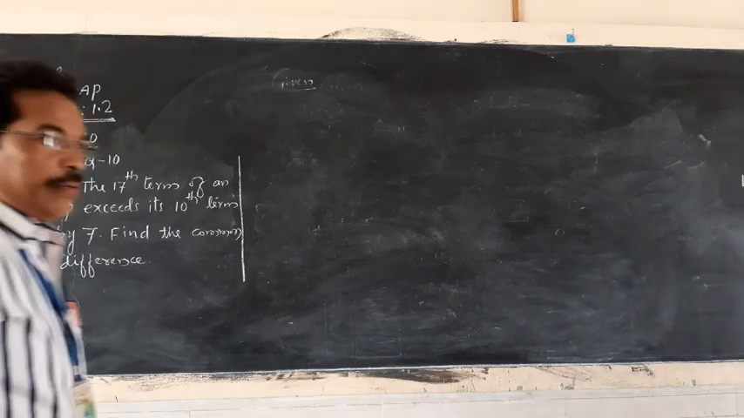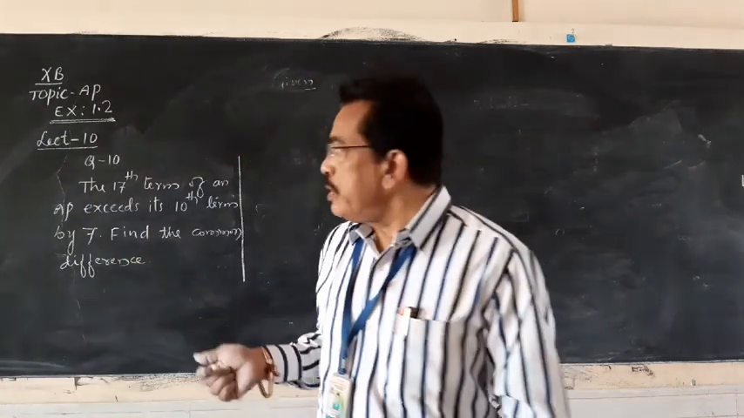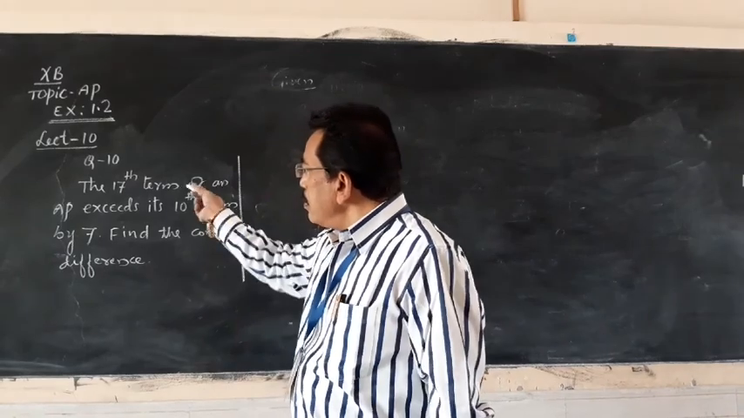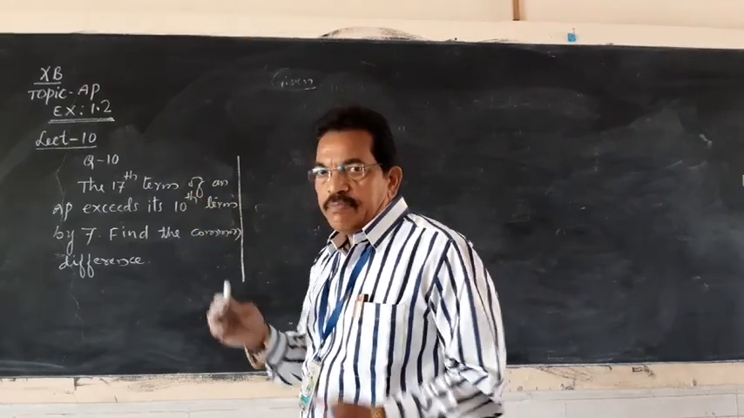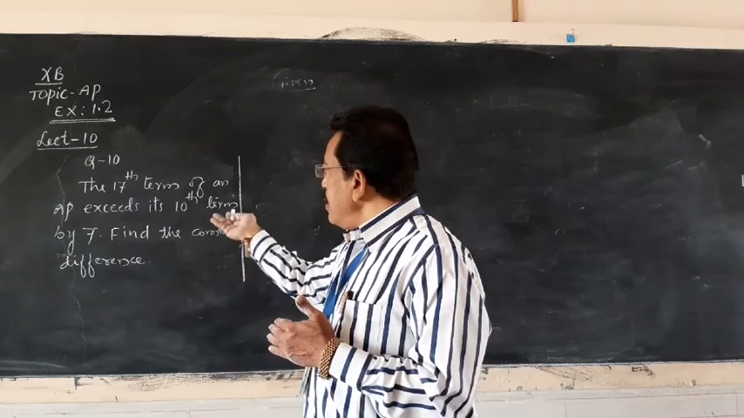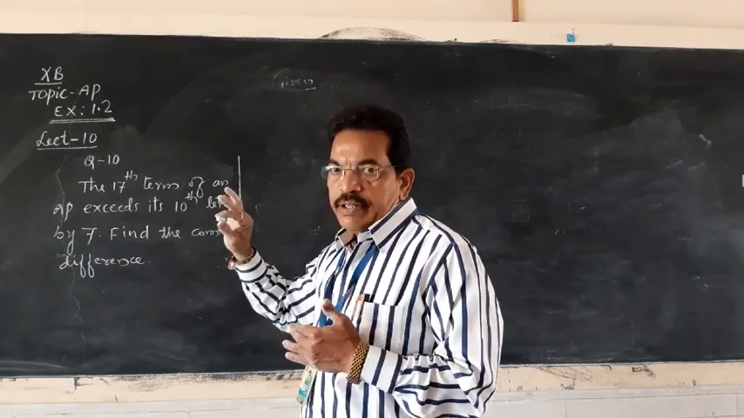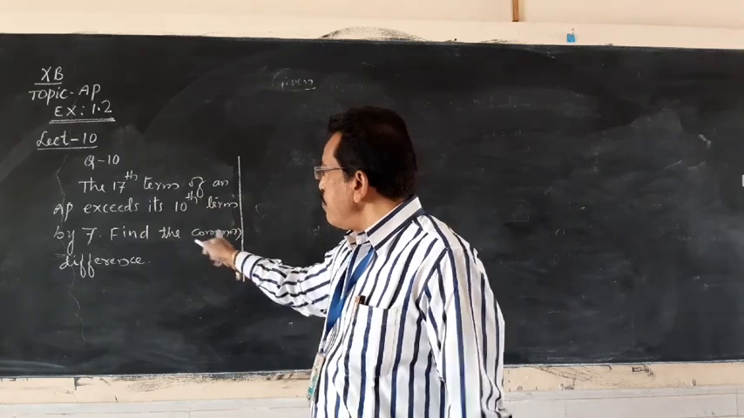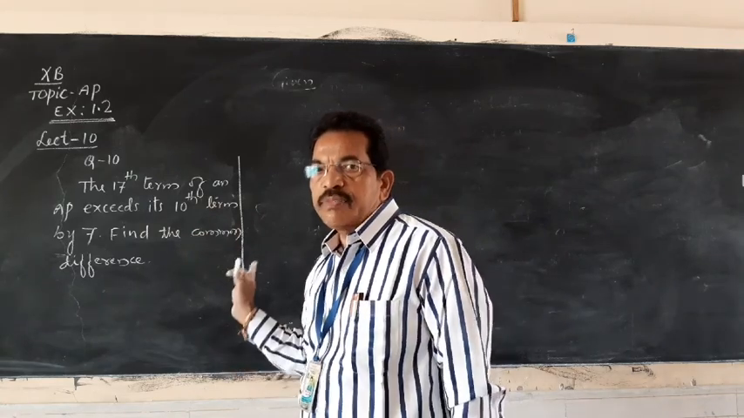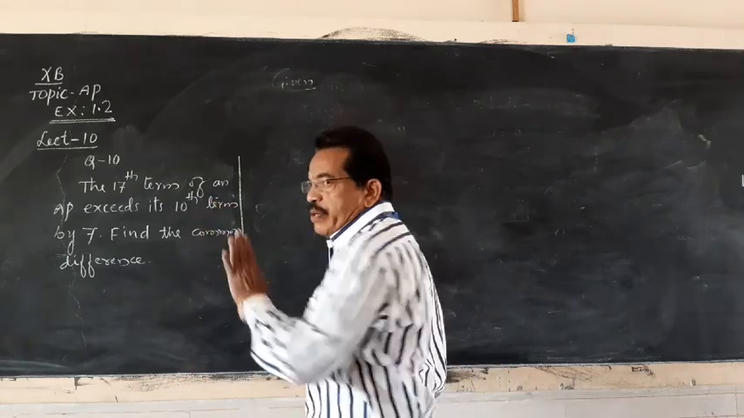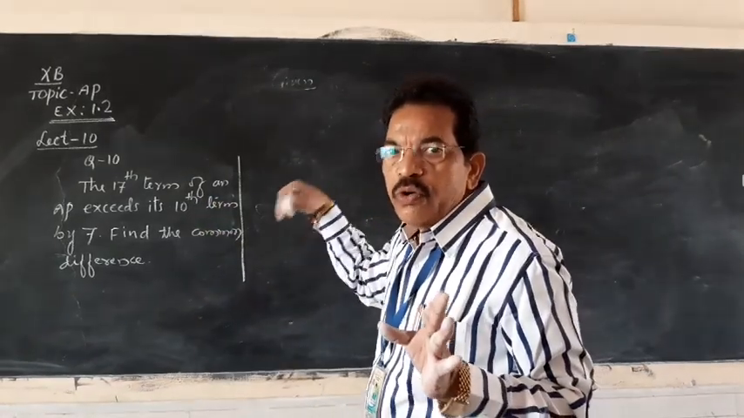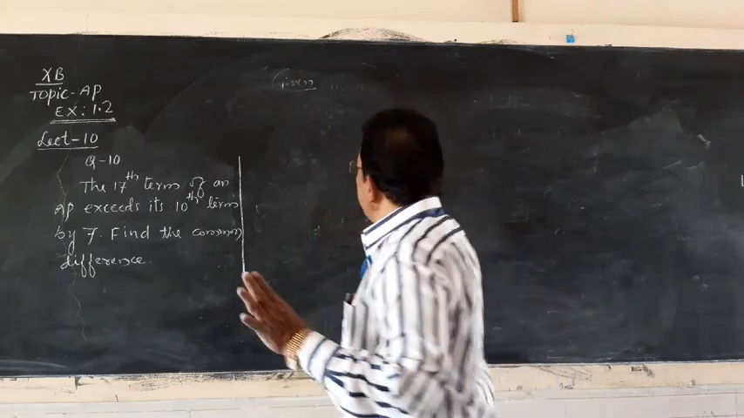Question number 10. Read the question. The 17th term of an AP exceeds its 10th term by 7. Find the common difference. It seems a 1 mark question.